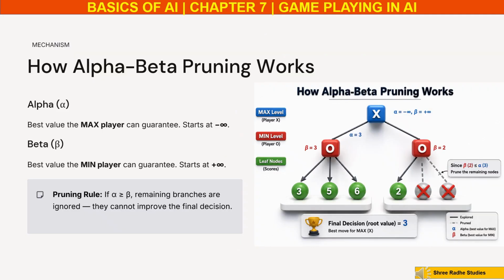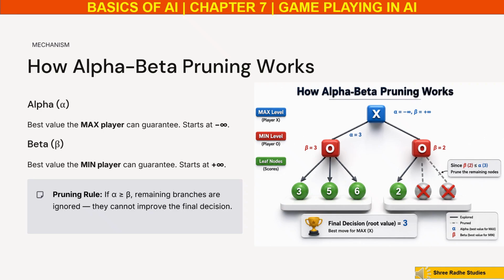Slide 8. How alpha-beta pruning works. Now let's understand the two important values used in alpha-beta pruning. The first value is alpha, represented by the symbol α. Alpha stores the best value that the max player can guarantee so far. Initially, it starts from negative infinity. The second value is beta. Beta stores the best value that the min player can guarantee and starts from positive infinity.